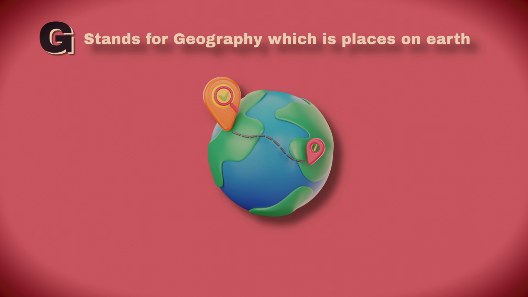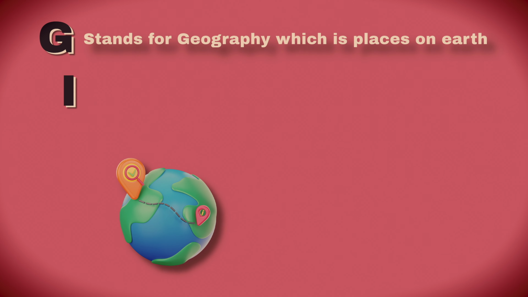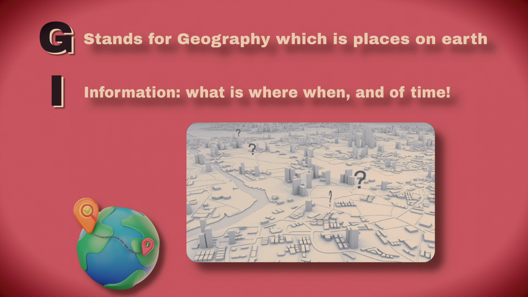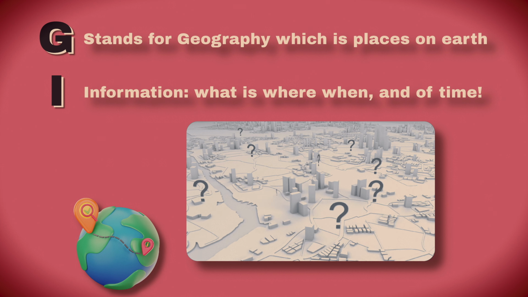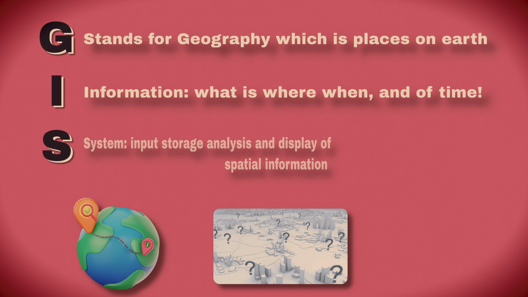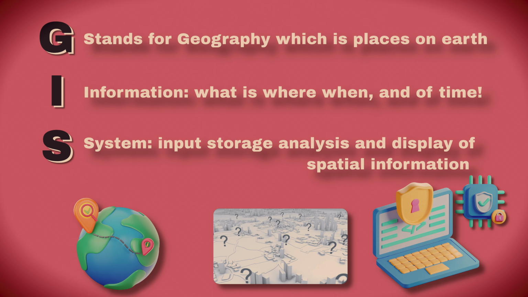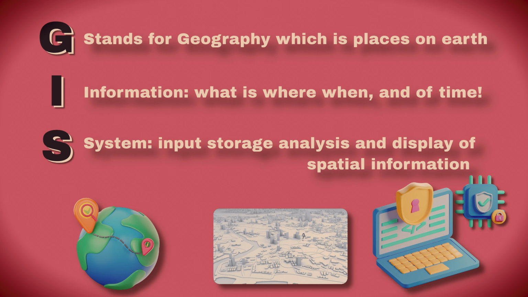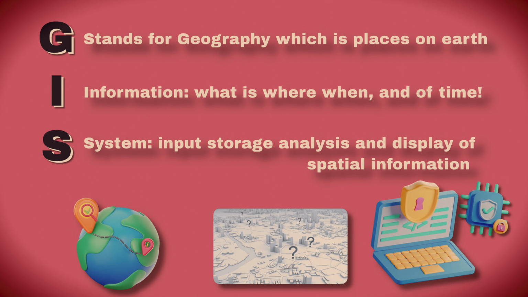G stands for geography, which is places on earth. I stands for information: what is, where, when, and of course, time. S stands for the system: input, storage, analysis, and display of spatial information using software and hardware.